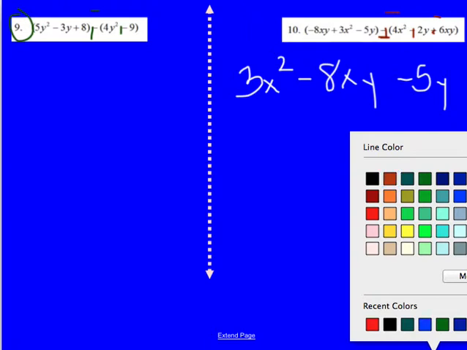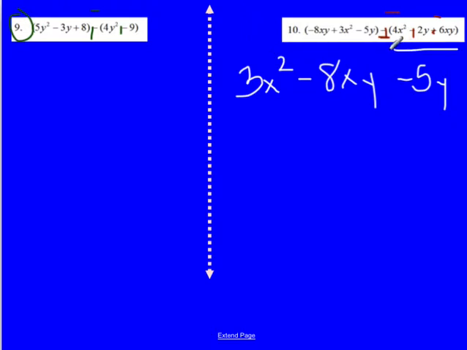So now that I've changed the signs of everything, I'm going to re-line up my terms. So now I have -4x squared. That's going to go here. And then I have a positive 2y, that's going to go here, and I have a -6xy, I'm going to put that in the middle. So now I'm ready to add down my columns.